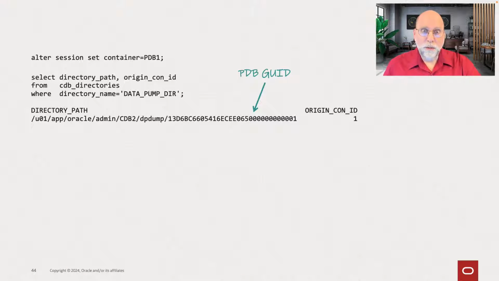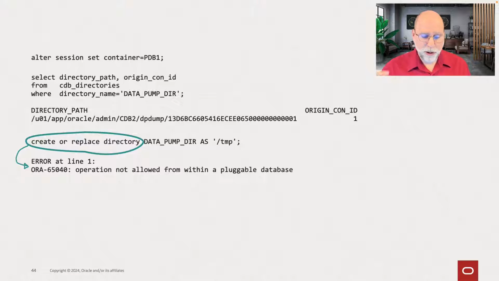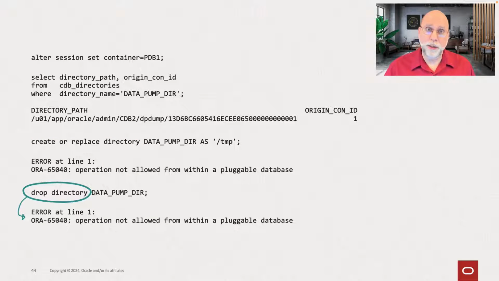If you then try to change that, you're going to find that you can't. You can't change it from within a pluggable database. Because it is an Oracle supplied directory object from within the pluggable database, it's going to remain the same, and that's true even if you tried to drop it and recreate it.